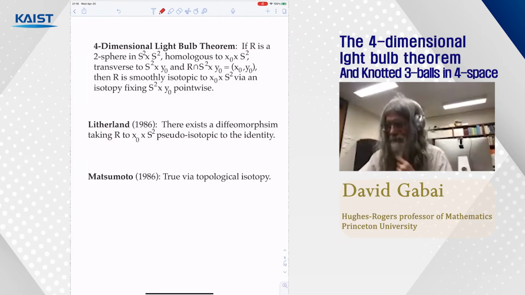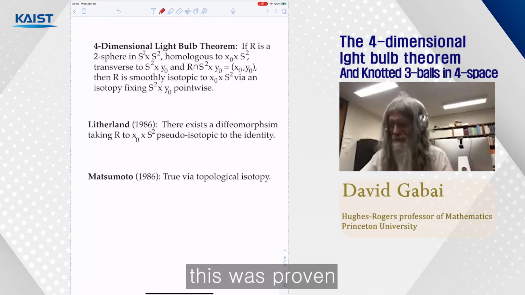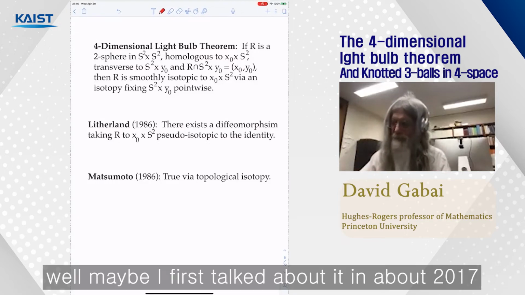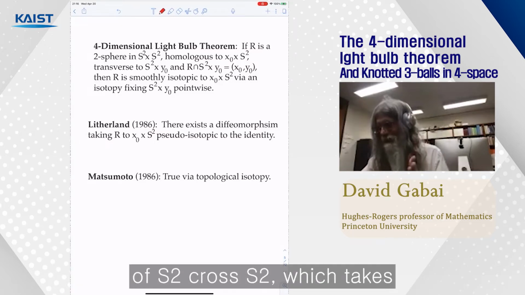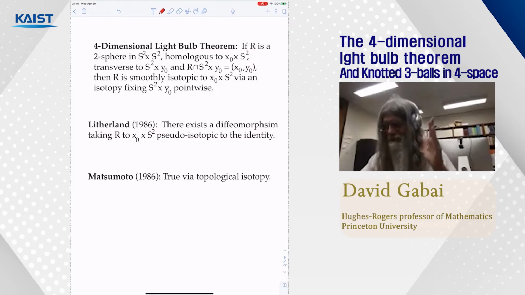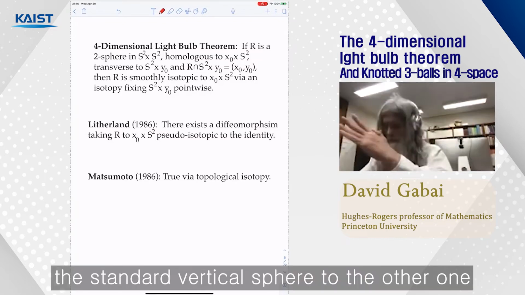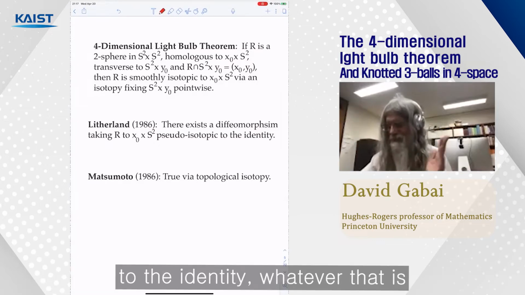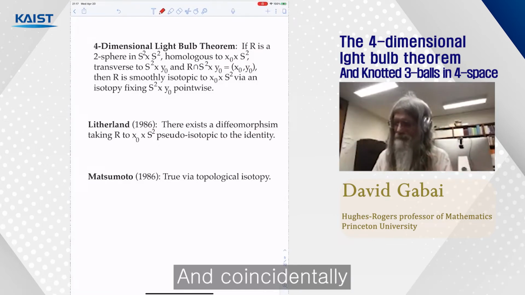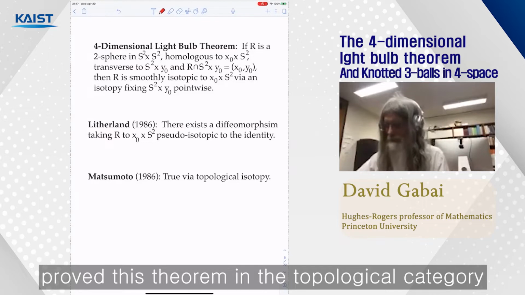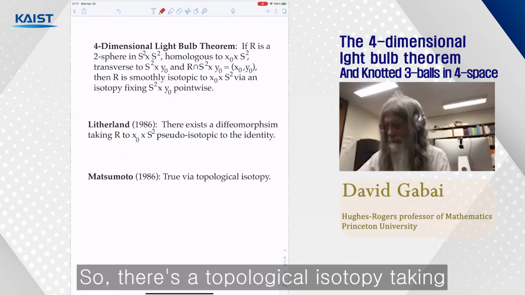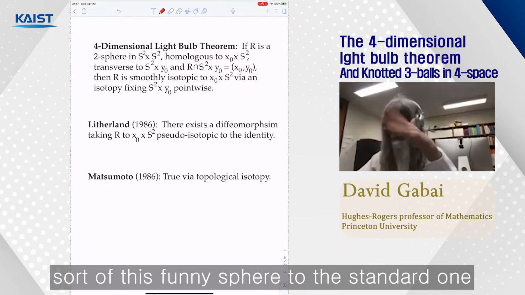I should say that this was proven, well, maybe I first talked about it around 2017. About 30 years earlier, Rick Litherland proved that there's a diffeomorphism of S2 cross S2 which takes the standard vertical sphere to the other one. In fact, that diffeomorphism is pseudo-isotopic to the identity, whatever that is. And coincidentally, Matsumoto proved this theorem in the topological category. So there's a topological isotopy taking this funny sphere to the standard one.